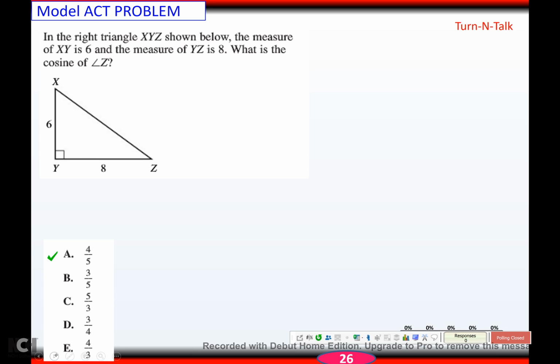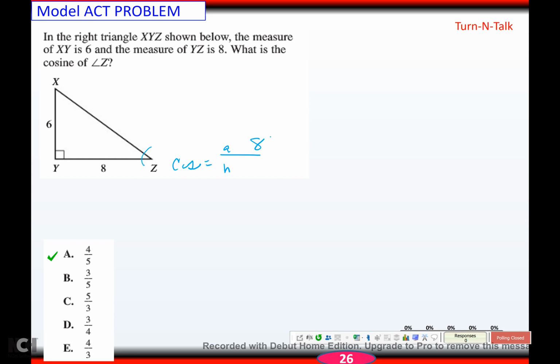And hopefully you got 4/5. It says in the right triangle XYZ shown below, the measure of XY is 6 and the measure of YZ is 8. What is the cosine of angle Z? Well, cosine is adjacent over hypotenuse. Well, I got the adjacent, that's going to be 8.